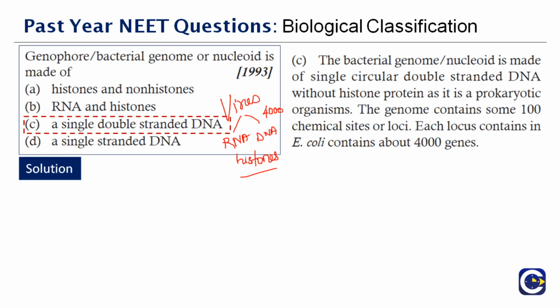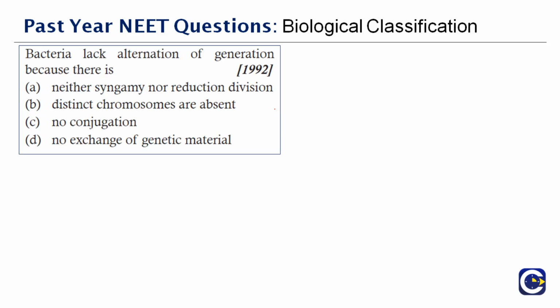Next question here. Bacteria lack alteration of generation because there is dash. This question was asked in the year 1992. They are asking why bacteria lack alteration of generations. So how does bacterial reproduction take place? Is it sexual or asexual? It is usually a fission process that takes place.